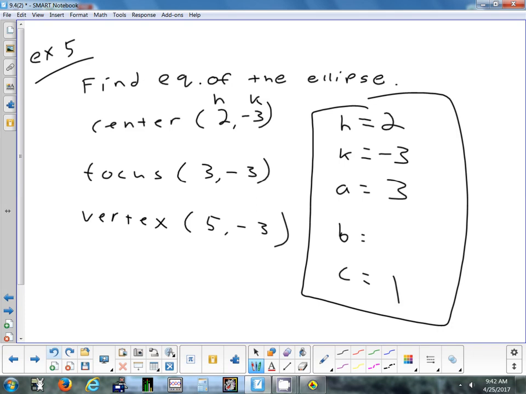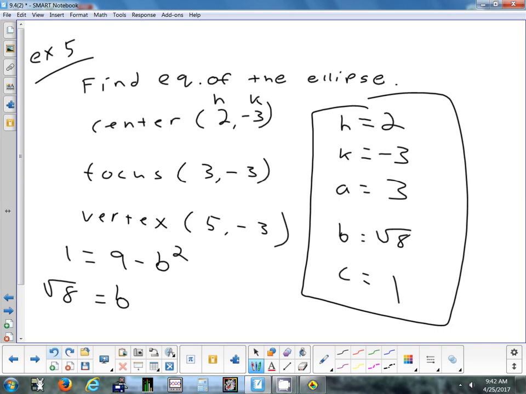But to write the equation of an ellipse, you have to have b. So how do we get b? Yep, c squared equals a squared minus b squared. So what is b going to be? It's going to be the square root of 8. So now you've got everything you need, but there's still one more thing we have to figure out.